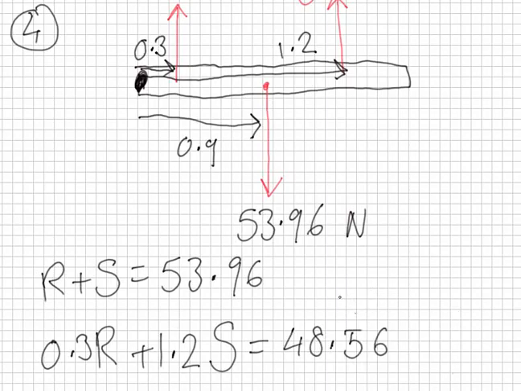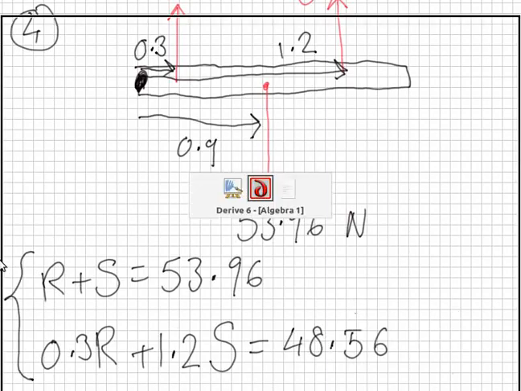Now, how many equations do we have here? 2. And how many unknowns? 2. How many methods do you have to solve this from maths class? You have elimination, substitution, and matrix. Use whatever you want. But to save time, I'm just going to use Derive. So can you read these back to me? I'll just type them in.